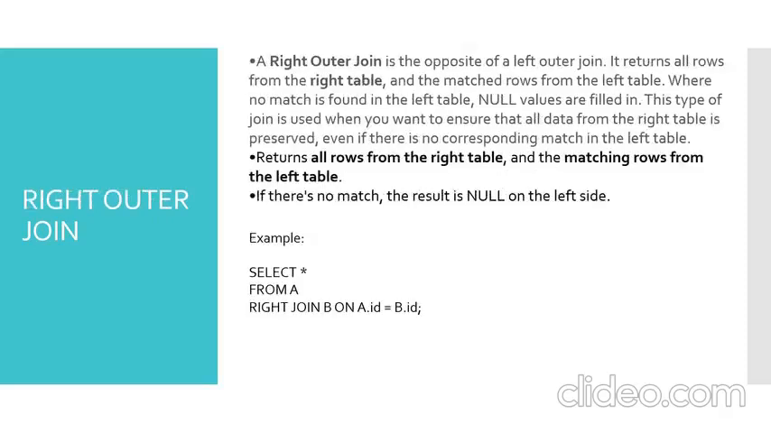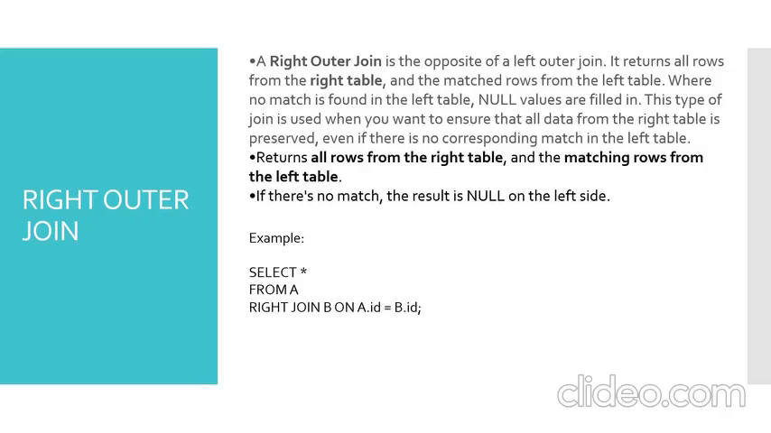Let me explain right outer join. The right outer join is the opposite of left outer join. It returns all the rows from the right table, and it does what the left outer join does, but the direction is different. Where no match is found in the left table, null values are filled in. This type of join is used when you want to ensure that all data from the right table is preserved, even if there is no corresponding match in the left table.